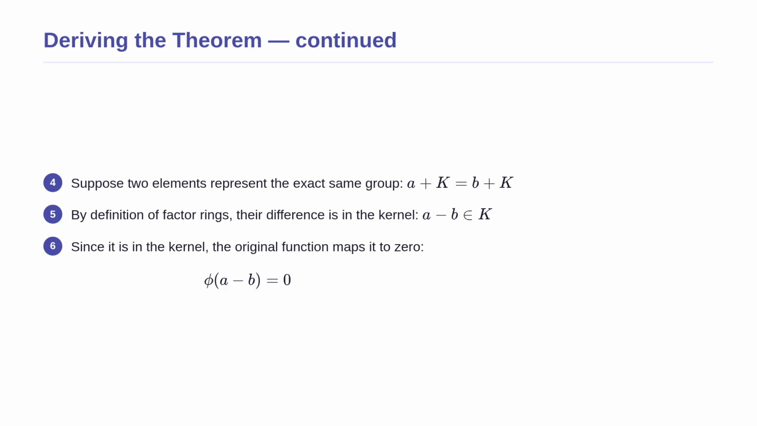Suppose we have two elements, A and B, that represent the exact same group in the factor ring. By the definition of factor rings, this means their difference, A minus B, must live inside the kernel K. Because it lives in the kernel, we know exactly what the original function phi will do to it. Since A minus B is in the kernel, applying the function phi to it results in 0. Because phi is a homomorphism, it preserves subtraction, allowing us to split this equation apart in the next step.